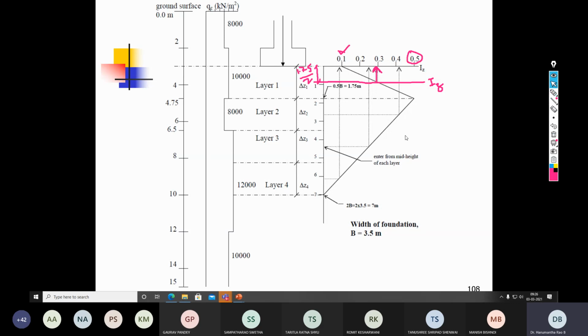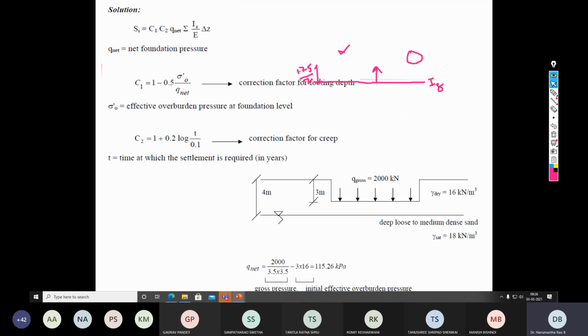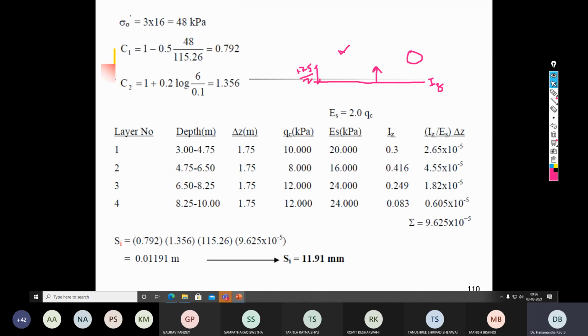If anybody has any question, please ask me. This is one of the important steps in this sum. If you don't understand this one, you can't calculate the settlements. Iz means strain influence factor at the middle of each layer, and this has to be calculated by interpolating between top and bottom values. So in the first layer, the top is 0.1 and the bottom is 0.5, and if you interpolate, you will get 0.3.